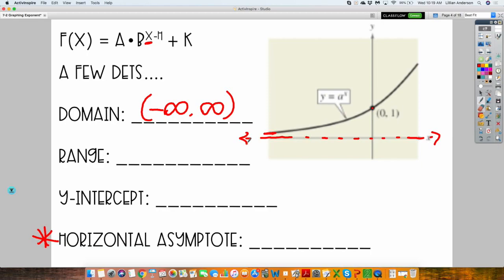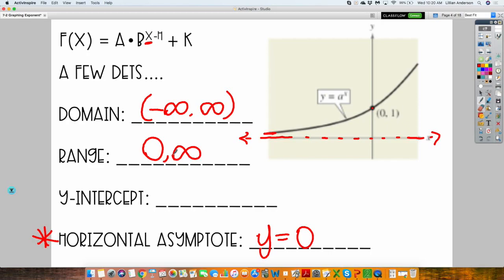But because of that horizontal asymptote, that means our range is restricted. So we'll take a look at this graph. If the horizontal asymptote is at y equals 0, then the range would be what? Zero to infinity, because the upper bound is an unknown number for every exponential function. But I'm just talking about this basic one in general.